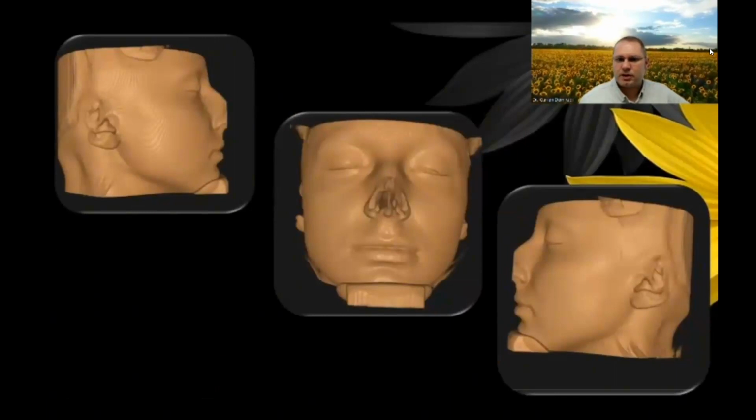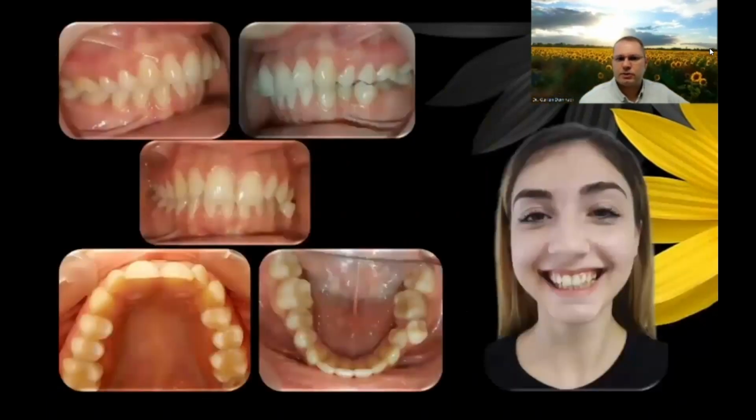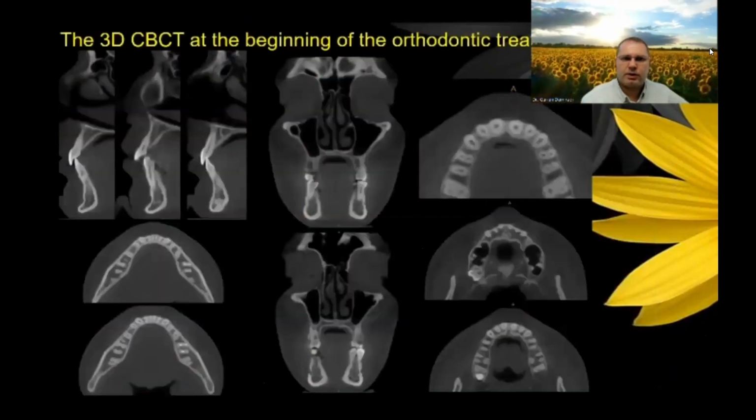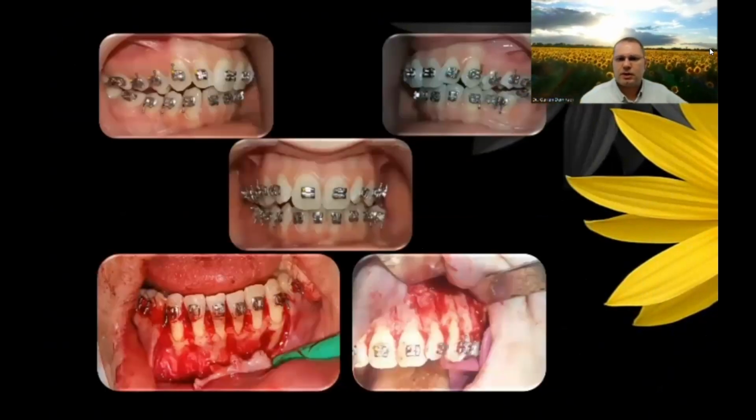This is then the full reconstruction of the soft tissues in the case, and this is then what we have inside the mouth. Notice the premolar outside of the arch and crowding in the frontal region, in the maxilla. The 3D CBCT at the beginning of the orthodontic treatment. As you can see, many teeth are outside of the bony envelope, which made it impossible to be treated with the normal way.